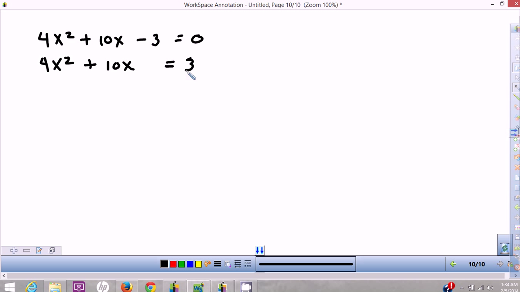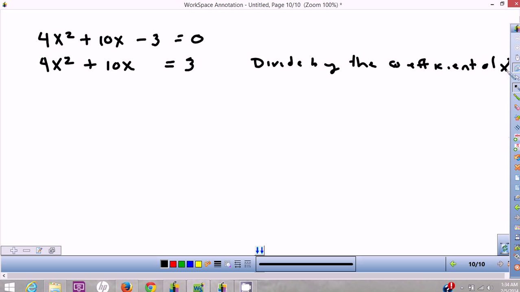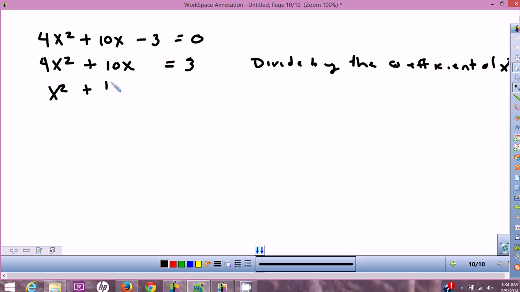But here's where the difference comes in. I need to get rid of this 4, this coefficient of the x squared. So I divide everything in my equation by the coefficient of x squared. Well, when I do that, that leaves me with x squared plus 10 over 4x, and you can reduce that if you want to. I'll probably do that in the next step, is equal to 3 over 4. So I divided everything by 4, got rid of this coefficient for my x squared term.